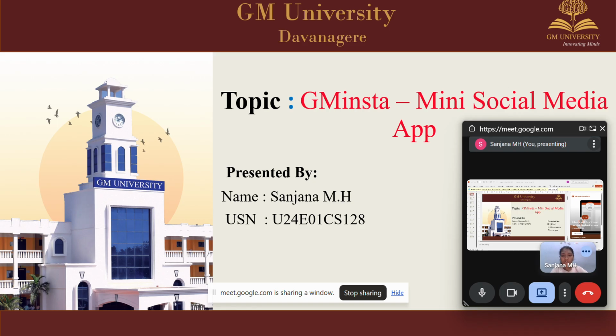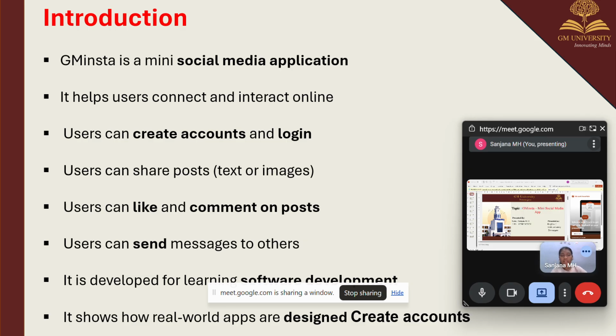I am here with the topic GM Insta Mini Social Media App. In this introduction part, GM Insta is a small app similar to other social media platforms. Here the users can communicate and engage with each other. The new users can also register and existing users can log in. They can create an account. Users can share their post or text or images.